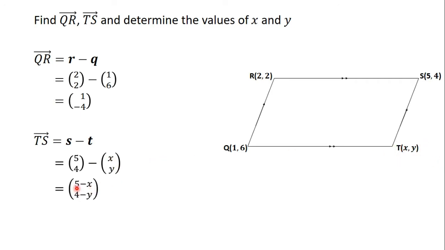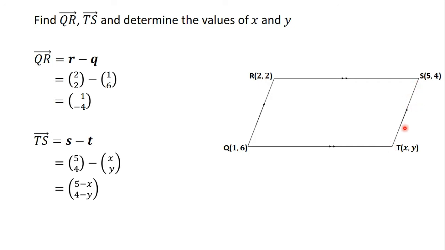And this we know from algebra: 5 minus x will give us 5 minus x, and 4 minus y will give us 4 minus y. Now look at something. From the diagram, you can see that vector QR is equal to vector TS.